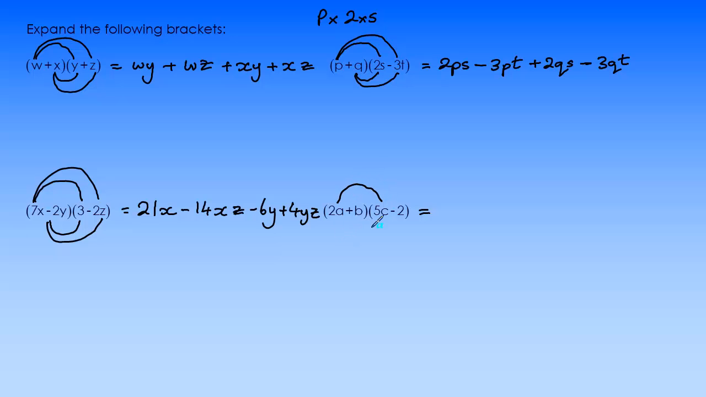Here we get 10ac, positive times a negative, so minus 4a. Positive times positive, so this one's going to be a plus 5bc. And then finally this one here, positive times a negative, so minus, and just 2b, and no like terms.